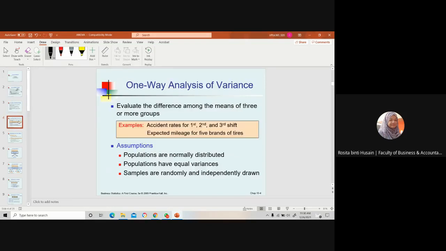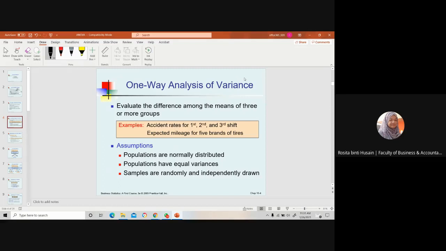So kita tengok example. One way analysis of variance ataupun one way ANOVA evaluate the difference among the mean of three or more group. Kita nak compare mean more than two groups. Kalau two group kita tak pakai ANOVA, kita pakai t-test. Dan kita assume sample draw from the same population. So given example, accident rate for first, second and third shift. Expected mileage for 5 brand of tire.